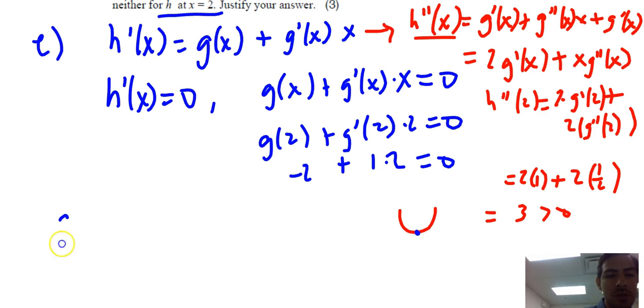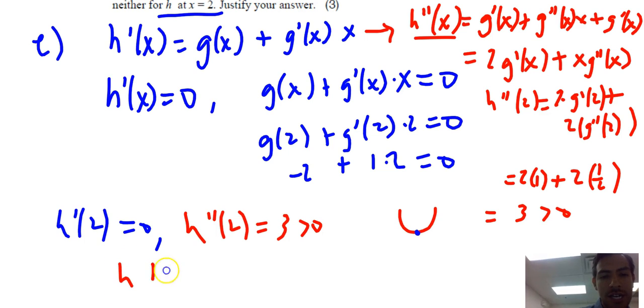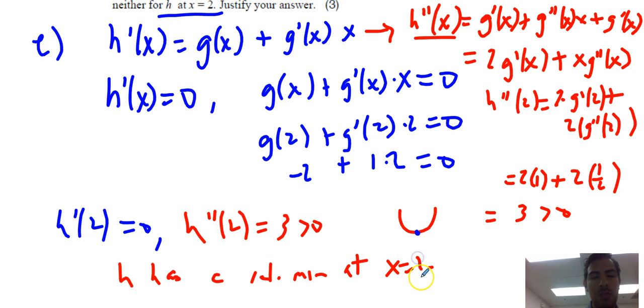So because g prime of 2 equals 0, and g double prime of 2 is positive. Oh, and actually, hold on just a second here. I used the wrong letters. This should be H. And then I'll be all done. You guys can resume your lives afterwards. So h prime of 2 equals 0 and h double prime of 2 equals 3, which is positive. Then h has a local min at x equals 2. Thanks for watching, guys.